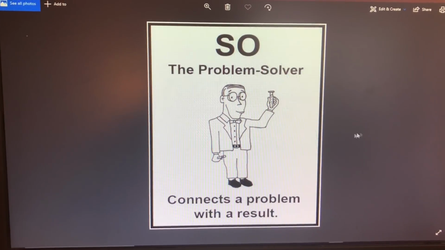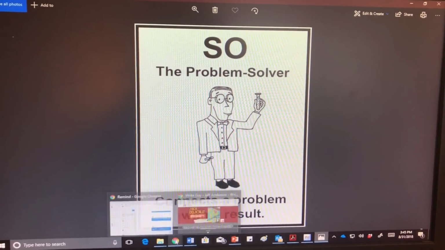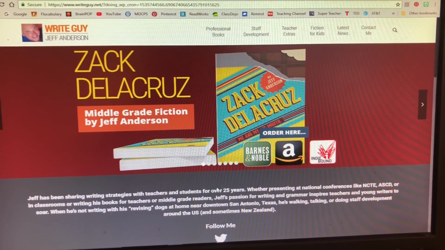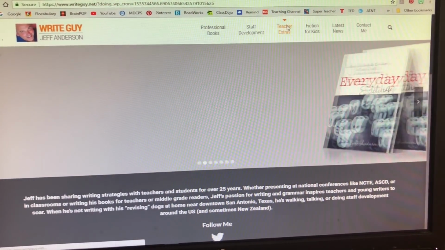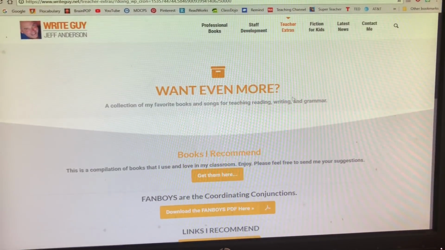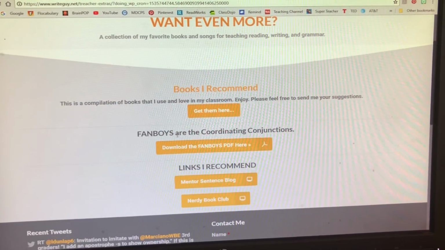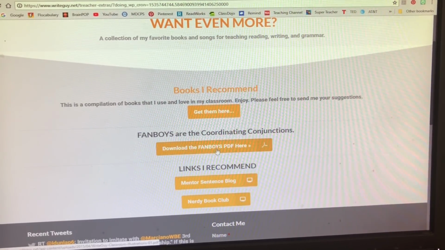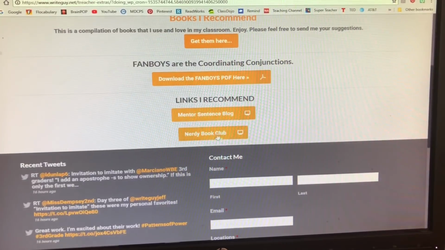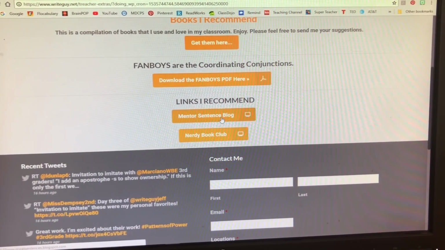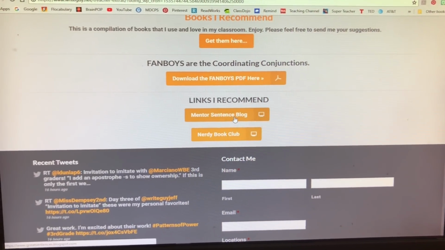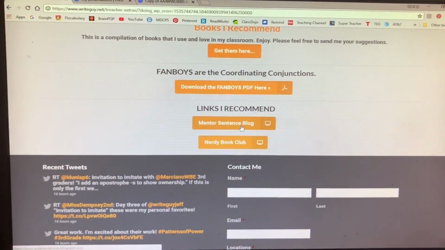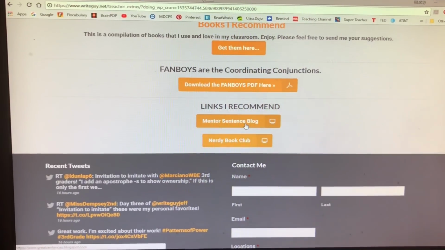So let me show you exactly where I got it. It was on his website, rightguy.net. When you get to rightguy.net, you just go to teacher extras, and you come down over here, right here. FANBOYS are the coordinating conjunctions. Download the PDF for the FANBOYS here. And these are links that he recommends for mentor sentence blogs. So if you do his Everyday Editing, which is one of the books that I recommend, I'll link it down below, he goes over how to do everyday editing with mentor sentences.